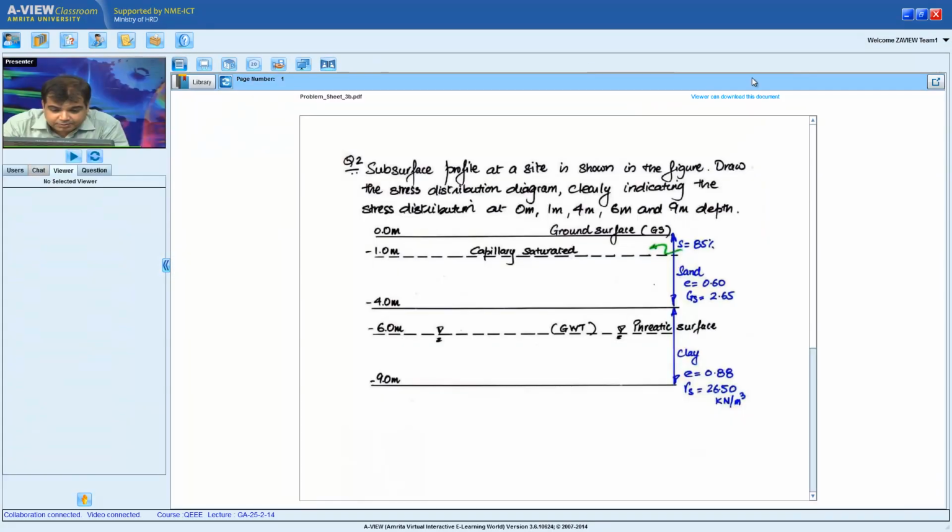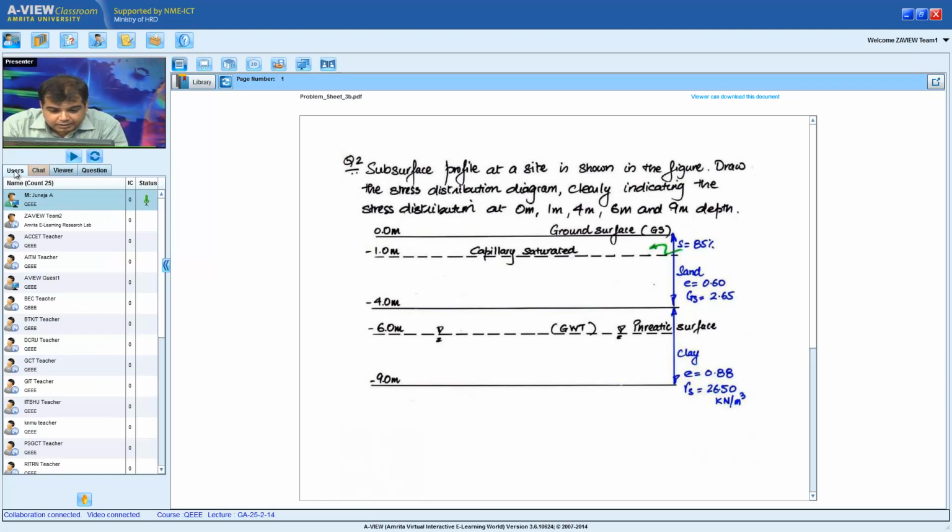In a sense, what this problem shows is, if you look at the figure, it shows the ground level. The ground surface is shown as 0 meters, and going down, it's 1 meter, 4 meters, 6 meters, and 9 meters. The water table is at 6 meters below the surface. That's GWT. We also call this the phreatic surface. From 6 meters to 1 meter below the surface, the ground is saturated because of the capillary. So below this is the groundwater table saturation, but from here to above is the capillary saturation.